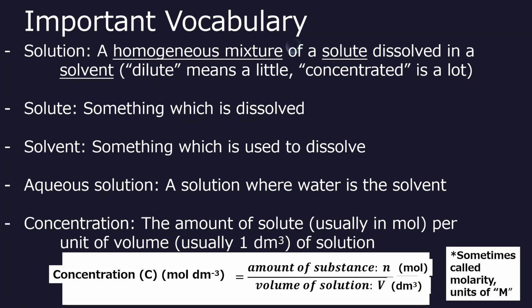Then sometimes there'll be some other things here. We'll sometimes call the concentration the molarity, written with big M. And sometimes instead of writing C, we'll write square brackets. So square brackets around something, A here, just means the concentration of A.